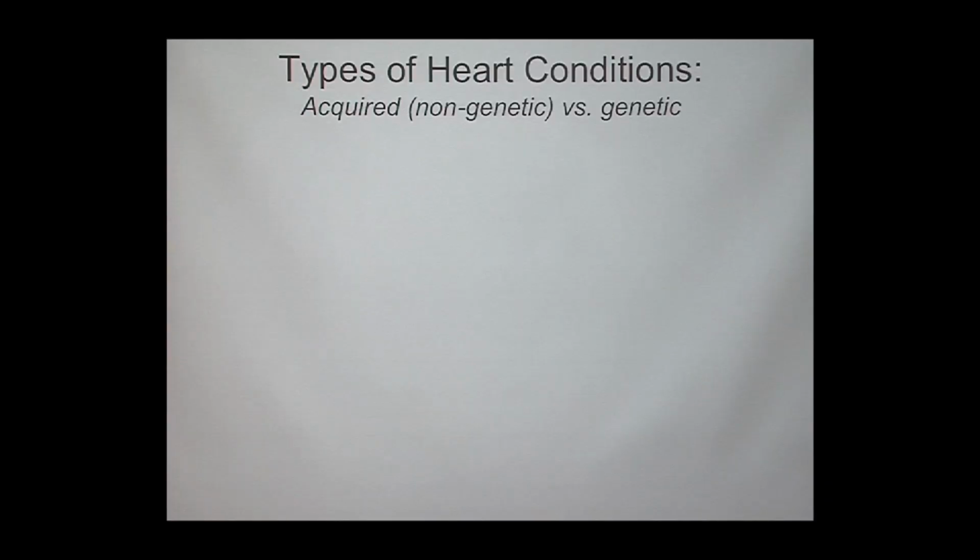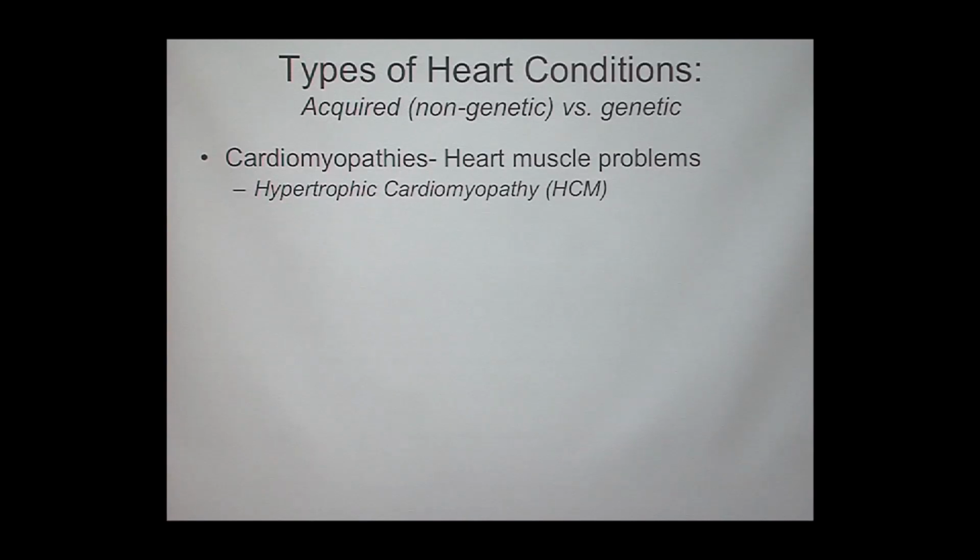Now, what are the types of heart conditions? In particular, I want to stress the difference between acquired or non-genetic and genetic. So, cardiomyopathies. These would be heart muscle problems. You can have acquired cardiomyopathies due to various toxins, such as excessive alcohol use, but we also have genetic causes of cardiomyopathy, where there's a defect in one of the genes that makes a heart muscle protein, and therefore the heart muscle does not react correctly and properly and can undergo disease changes.